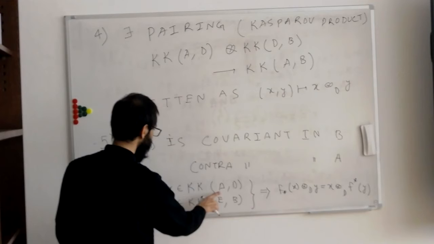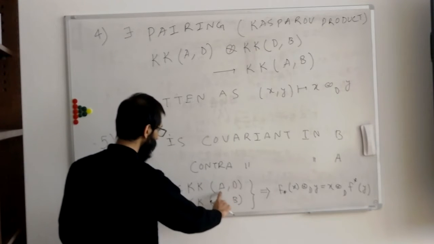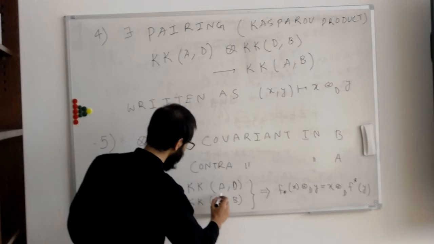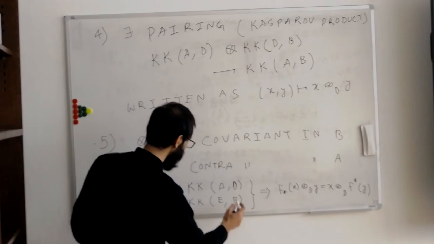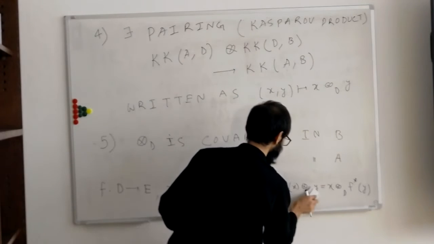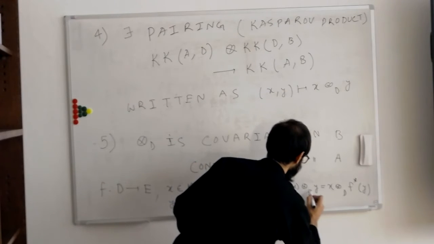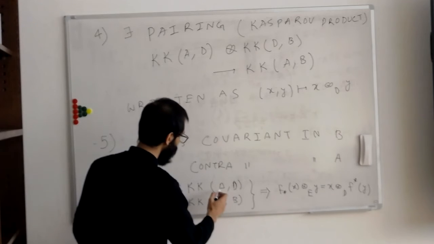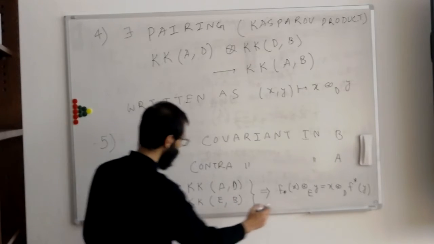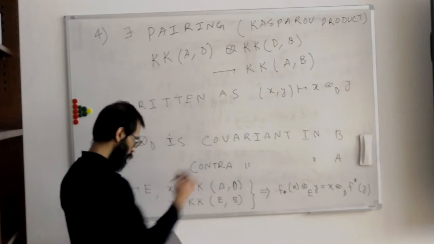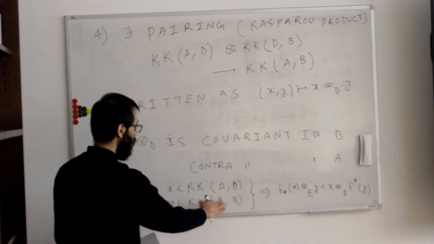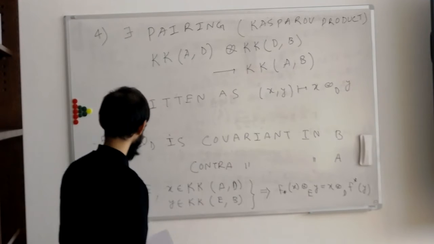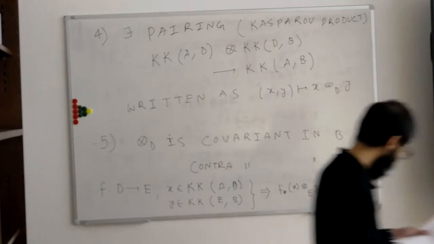So X is in KK(A,B), push it through F, you land inside. So I have applied F on this variable, so I have landed inside KK(A,E). Had Y in KK(E,B), compose to get inside KK(A,B). And X was in KK(A,B), you pull Y through F and you get to KK(B,B), and then take the product and you land inside KK(A,B). And the property says that this is what is equal.